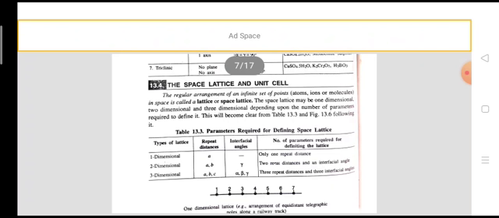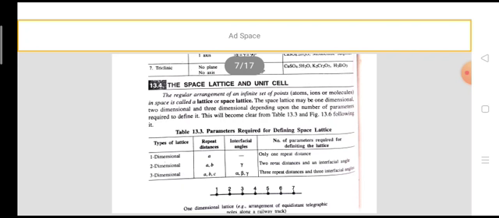So yesterday we discussed the law of symmetry elements. In this class I want to discuss the definitions of two important terms in solid state. They may be the space lattice and the unit cell.